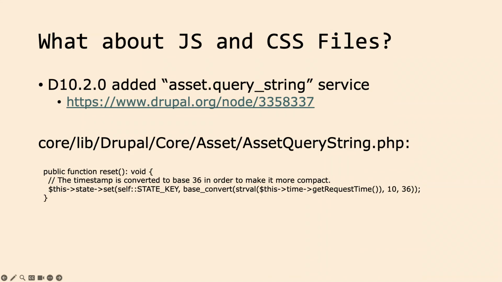What it's leveraging is the asset query string service, which was added in 10.2. And the actual action in terms of generating that string actually happens in the asset query string class. This reset method, basically what we're doing is we're hashing the timestamp, and then we store it in the Drupal state system, so it gets stored in the key value table. And because all of you are clearing the cache as part of your deployments when you deploy updated CSS and JavaScript, this just magically works.